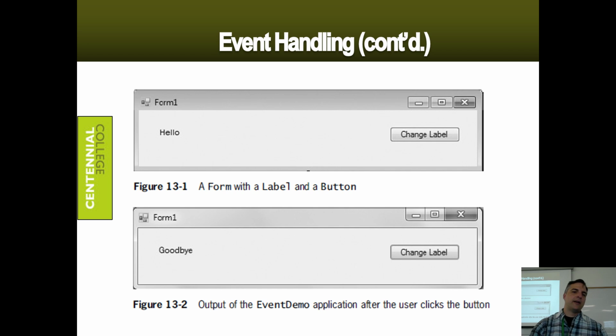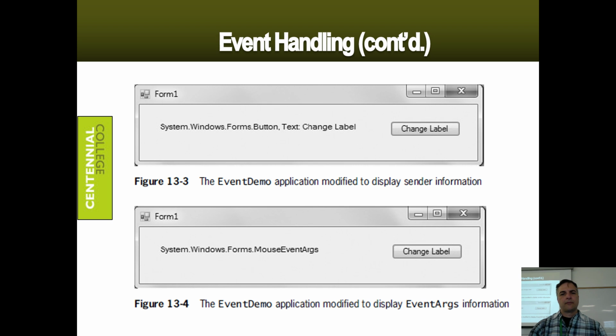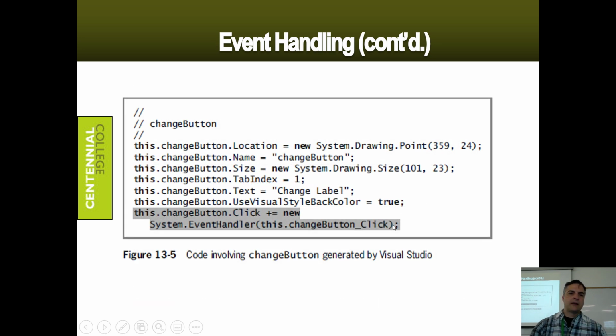So we have a button, we click on the button, and we can change the label. We've done this little example. I change the label, and it goes from hello to goodbye. We've kind of done that together. And then I can also get the value of the event, the type of event, as an example, the text changed label, or the mouse event args for the forms. And we can get that because we're listening for this event.